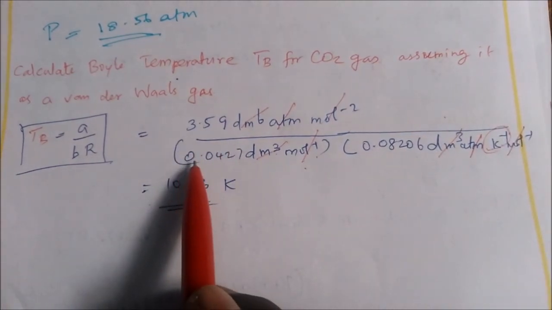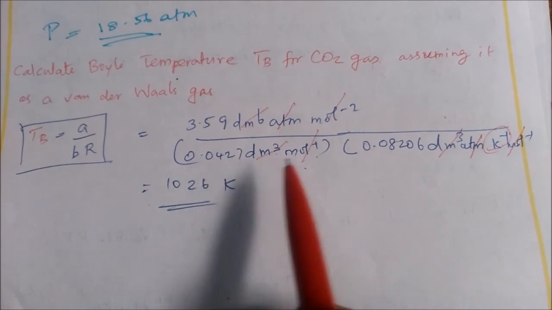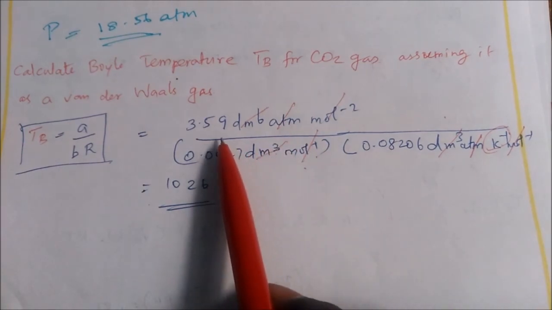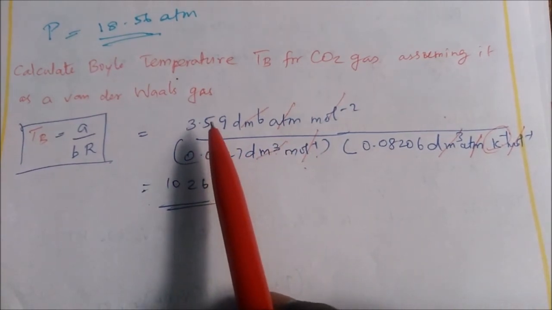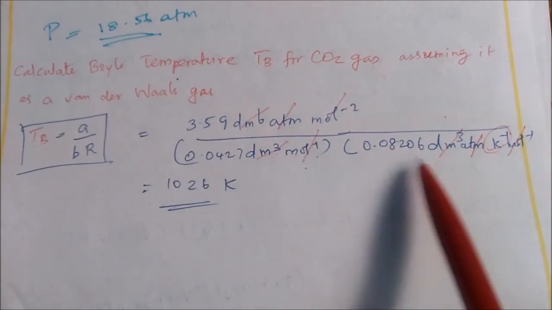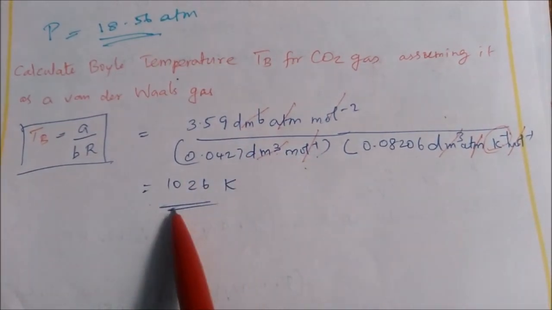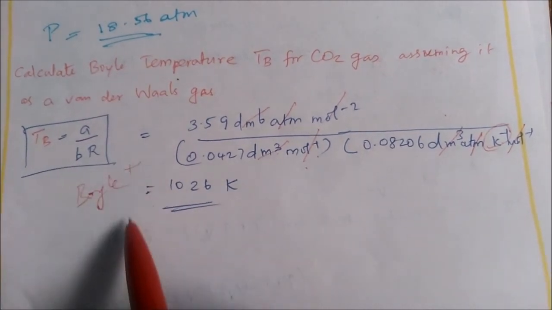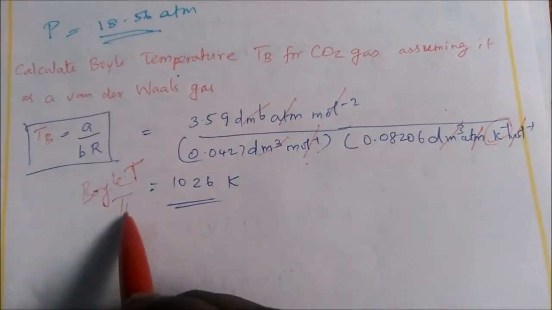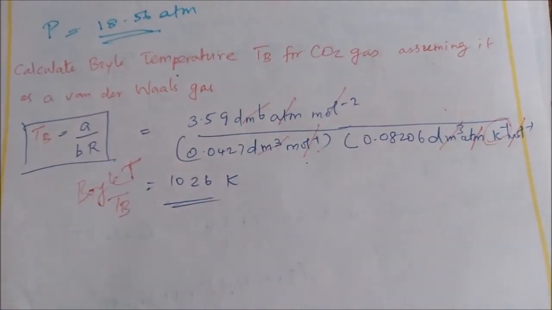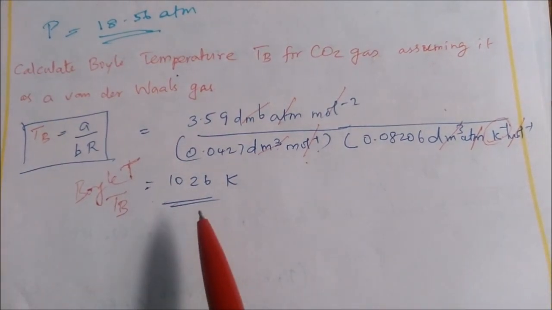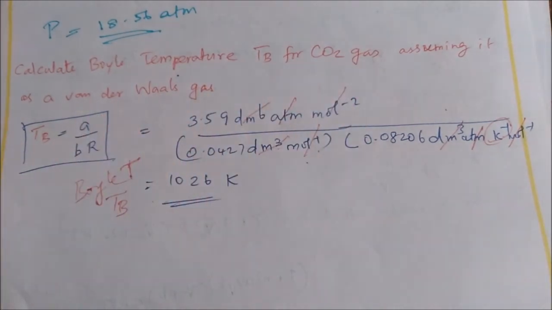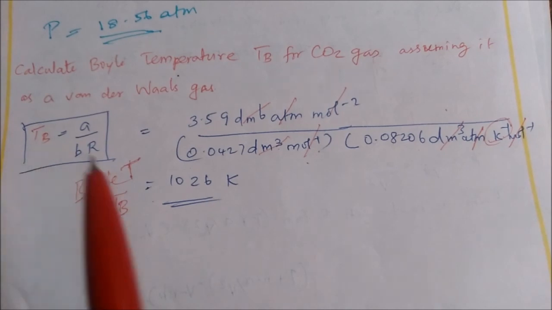So when we multiply the values of 0.0427 into 0.08206, and divide the value 3.59 by the product of these two values, we will get the Tb value, the Boyle temperature. Boyle temperature will be 1026 Kelvin. So this is the answer we have received when we solve this problem. Okay, thank you.